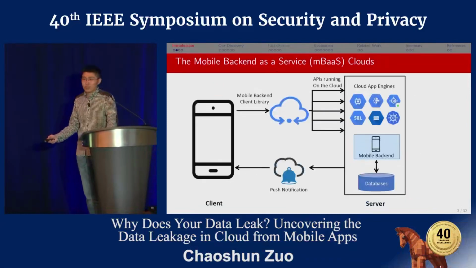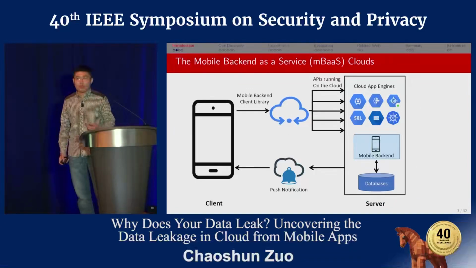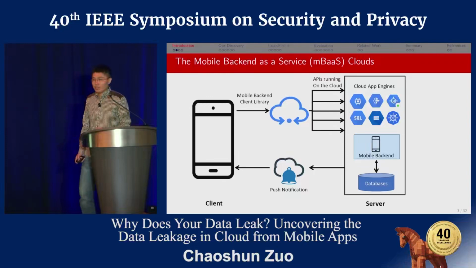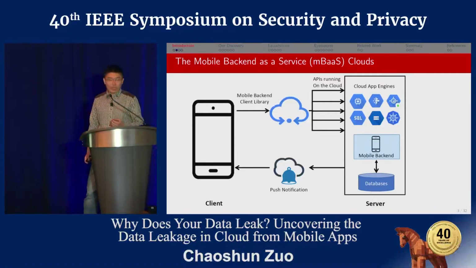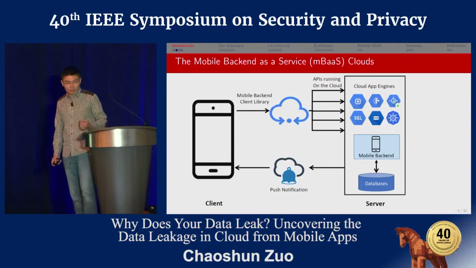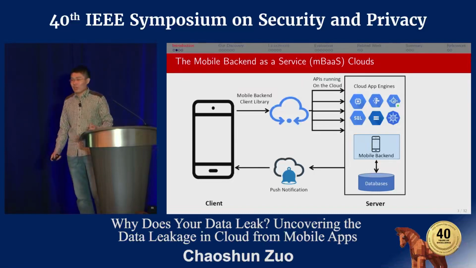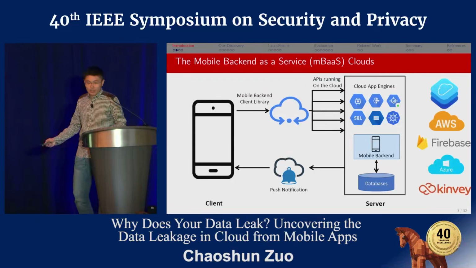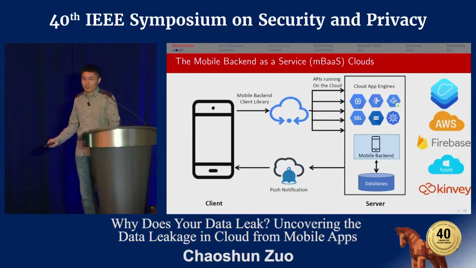To answer this question, we start from understanding the relationship between mobile apps and their backends. As of today, many apps use cloud services as their backends. Those cloud services are known as the mobile backend as a service, in short, MBaaS backends. There are many MBaaS cloud providers like Amazon AWS, Google Firebase, and Microsoft Azure.